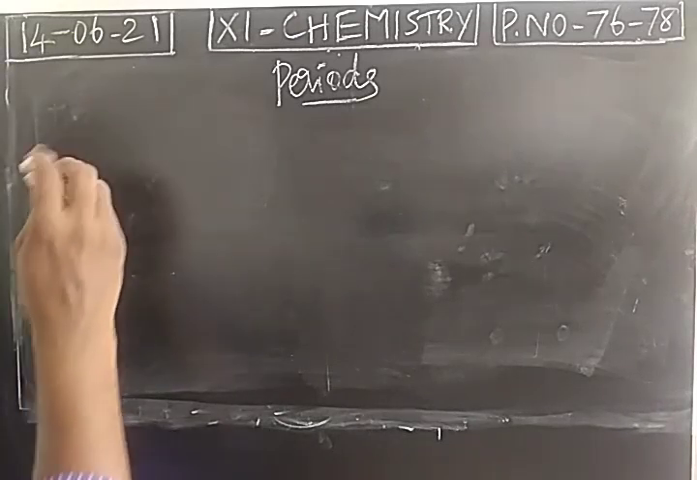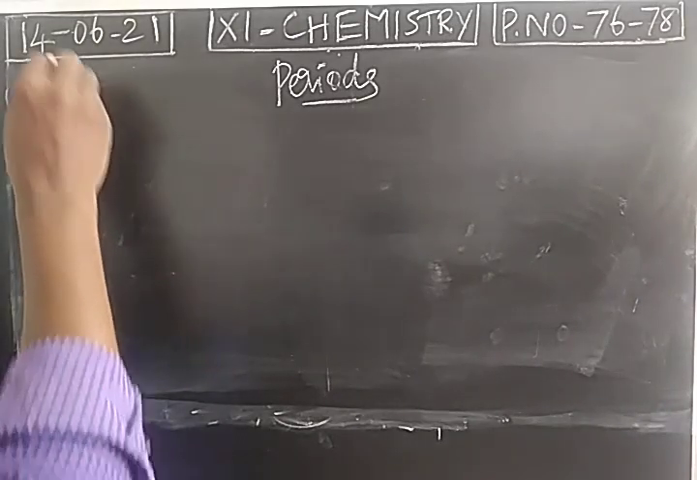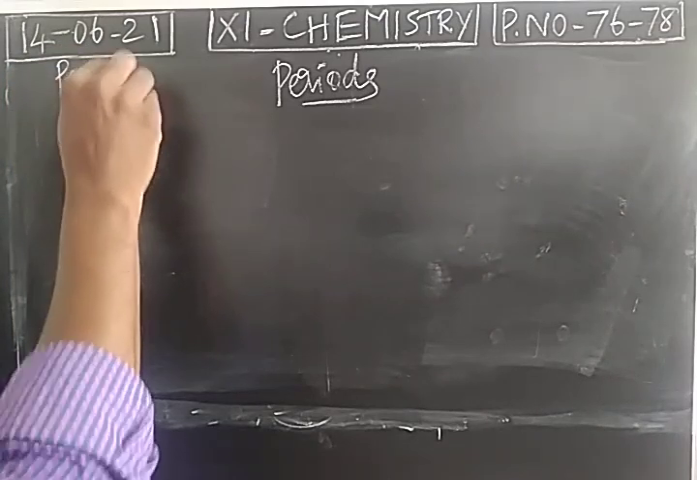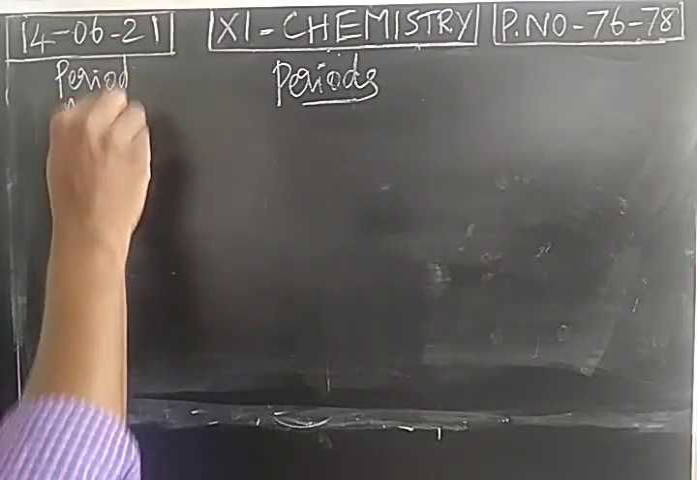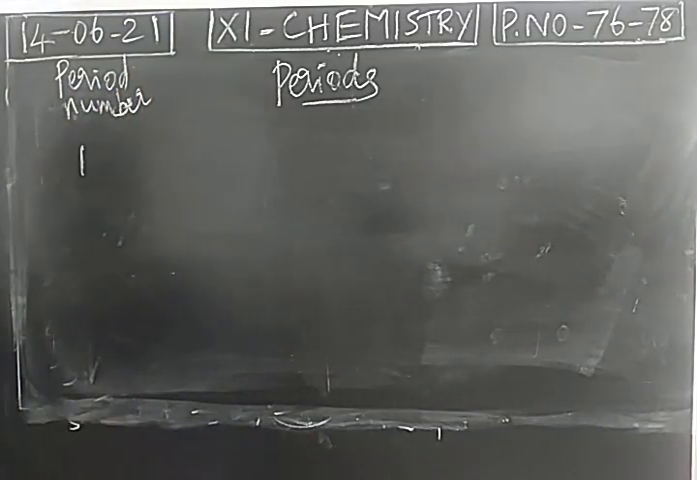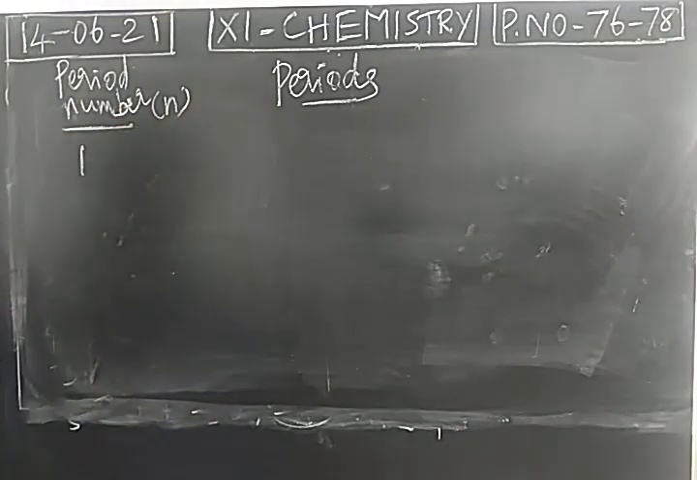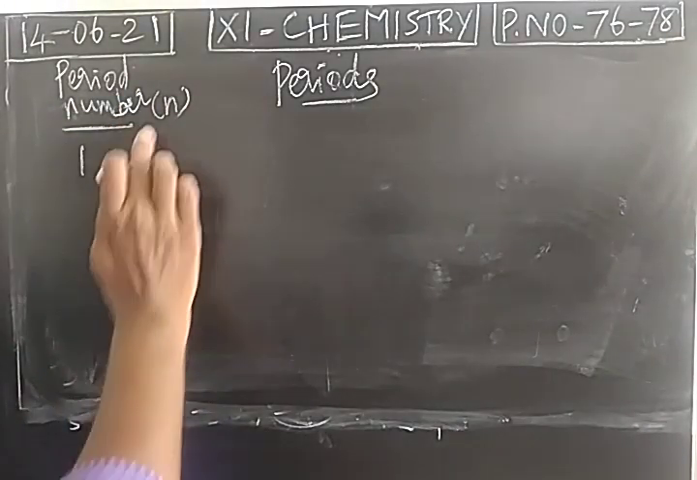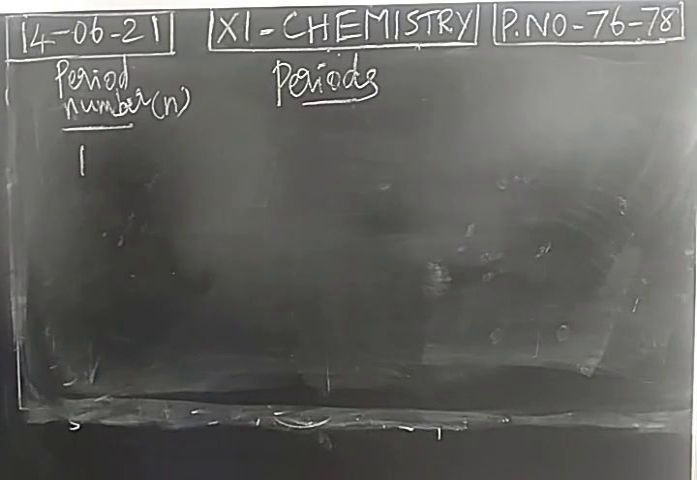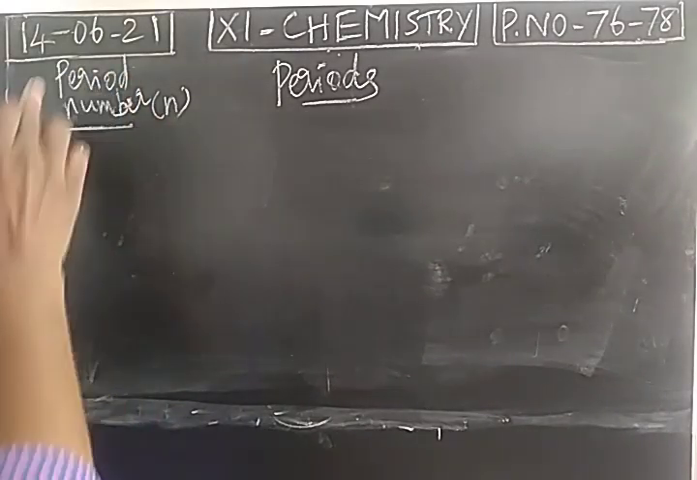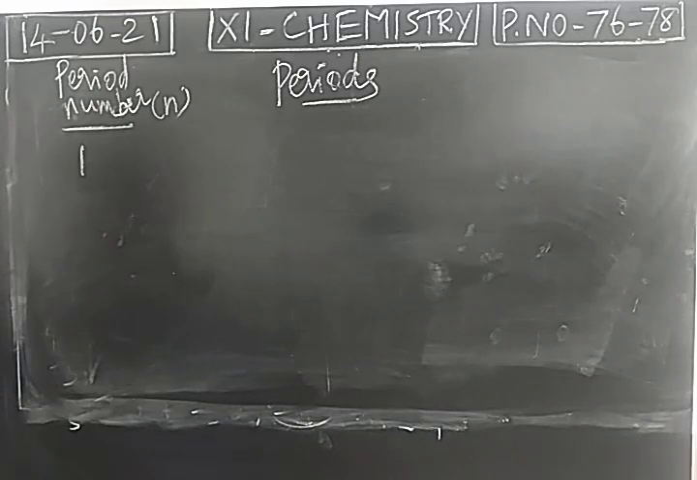If you take first period, so this is called period number, or as I told, you can write it as principal quantum number, symbol small n. Okay. So small n represents principal quantum number, that means shell: first shell, second shell, third shell, fourth shell. Or you can say it is representing the period number in the modern periodic table. Okay. So principal quantum number 1 or period number 1.